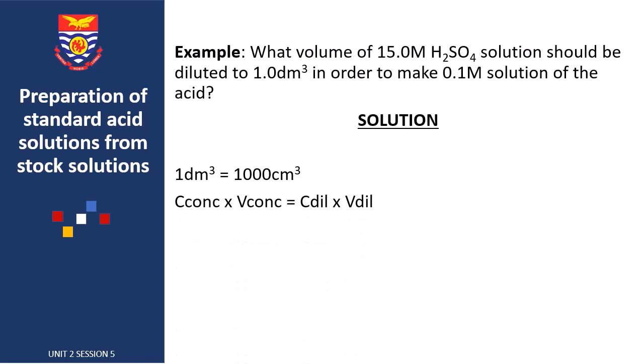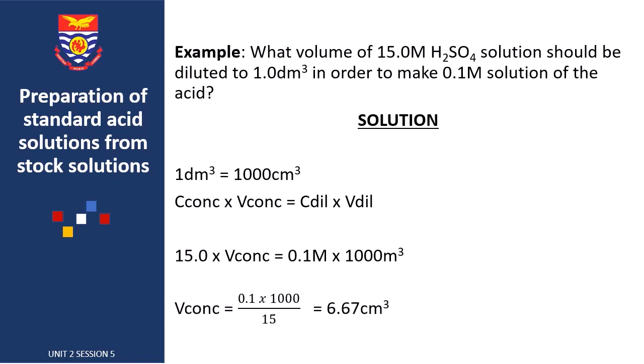Now that we know that, let's go for our dilution formula. We know the concentration of the concentrated solution, which is 15 molar. The volume of the concentrated solution is what we are going to determine. The concentration of the dilute solution is given as 0.1, and the volume is 1000 cubic centimeters. So we do our substitution, make the volume of the concentrated solution the subject, and then we have our answer.